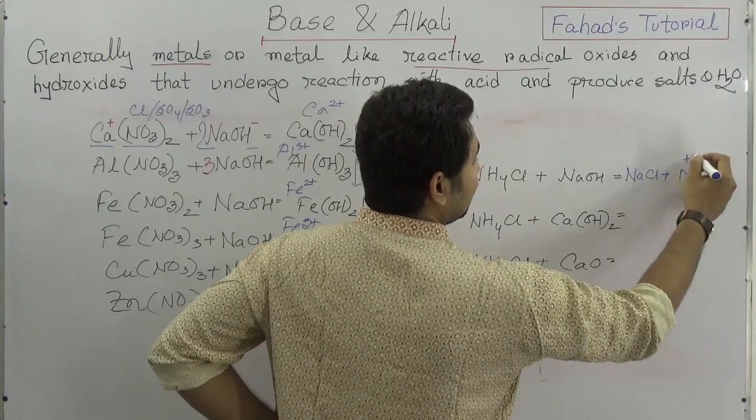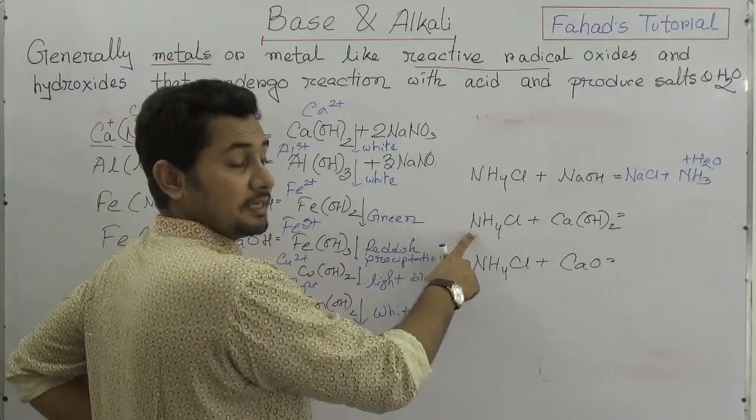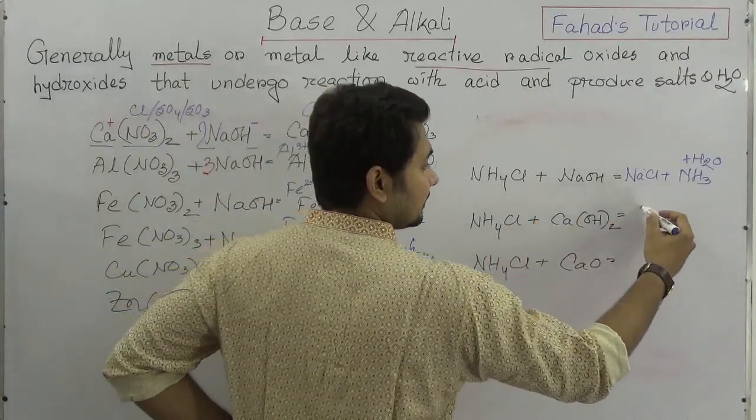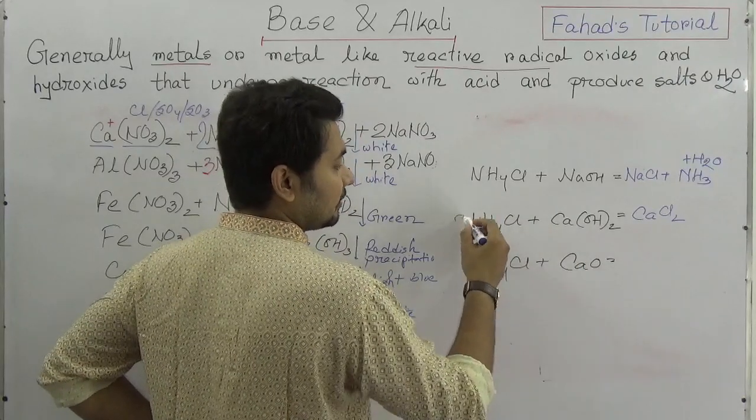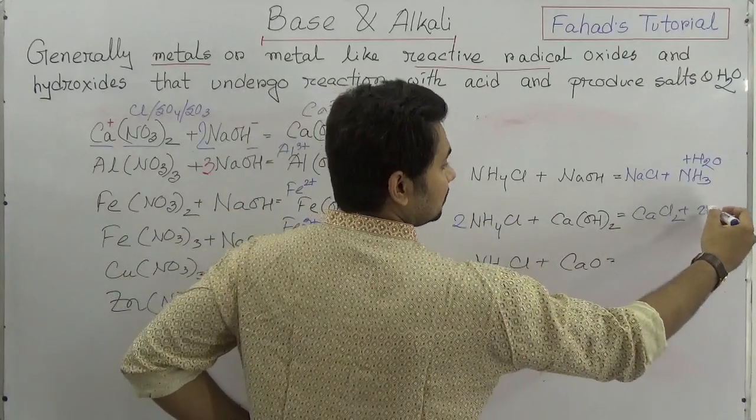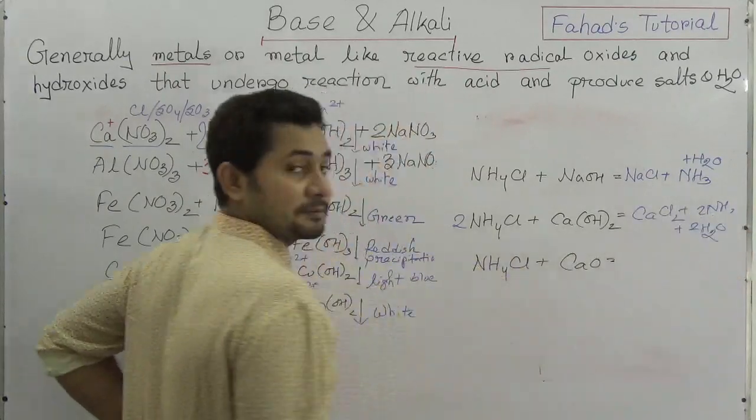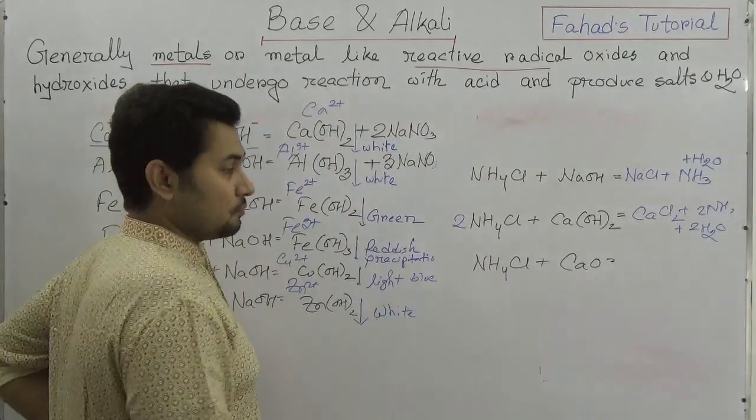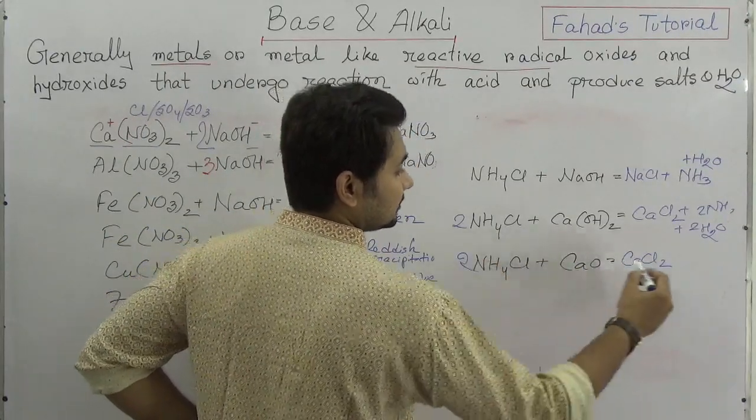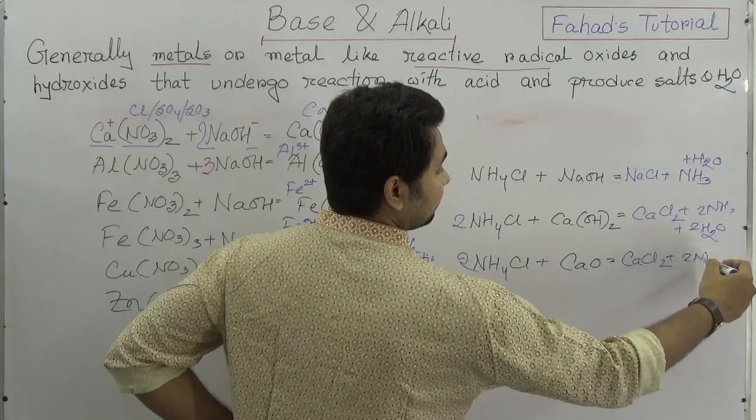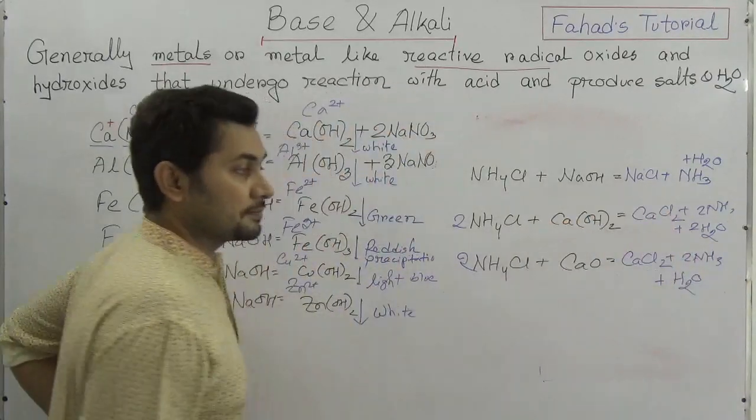plus water. Similarly, ammonium chloride and calcium hydroxide will produce calcium chloride, 2 molecules of ammonia and 2 molecules of water. Similarly, with calcium oxide, it will produce calcium chloride, 2 molecules of ammonia and 1 molecule of water.